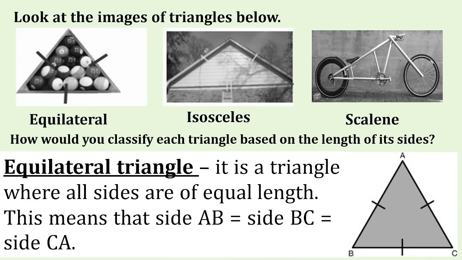Equilateral triangle. It is a triangle where all sides are of equal length. This means the side AB equals side BC equals side CA.